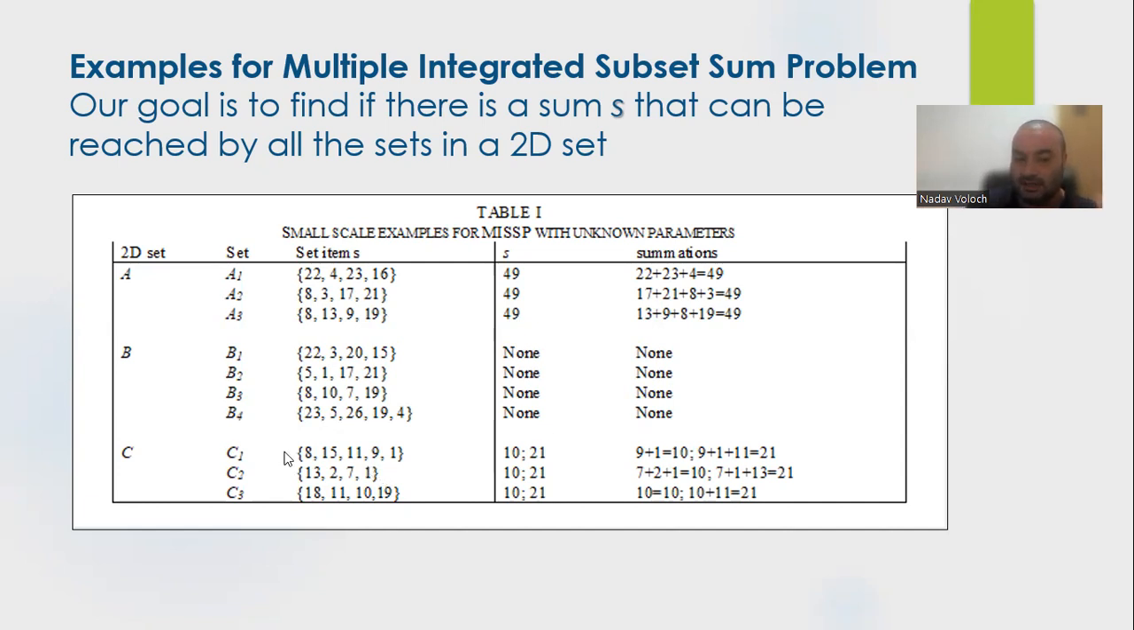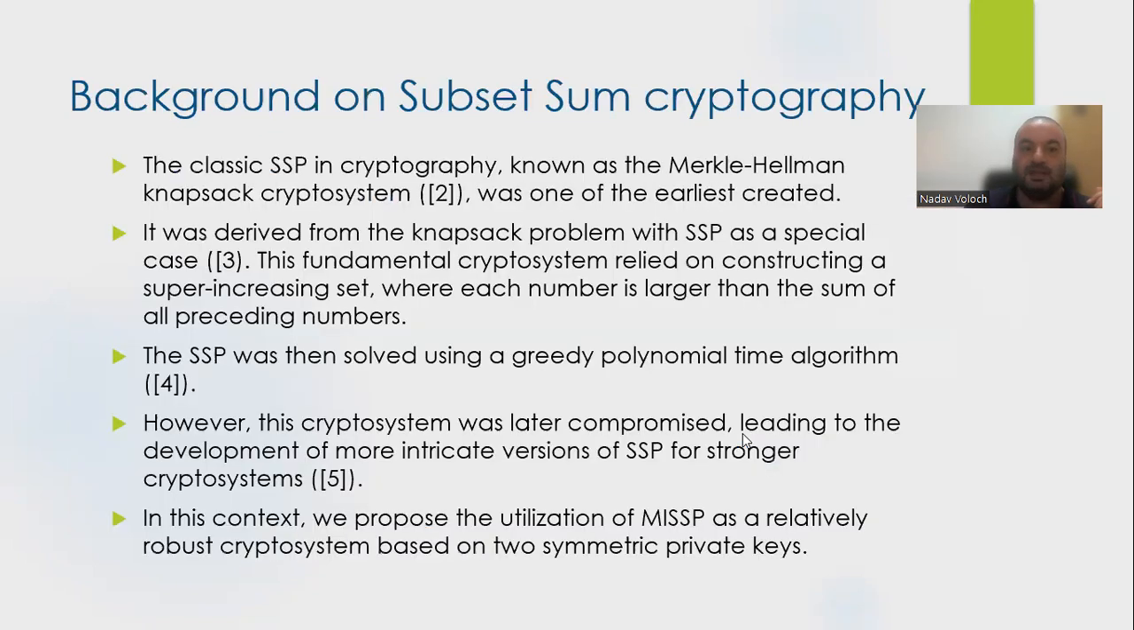You can see here in C1, we have 8, 15, 11, 9, and 1. And in C2, we have 13, 2, 7, and 1. And in C3, we have 18, 11, 10, and 19. And there are 2 possible sums, 10 and 21. And these are these calculations. We are specifically interested, for the encryption purpose, in the singularity case, where there's only one solution. It's important because we'll see the encryption process in a minute.